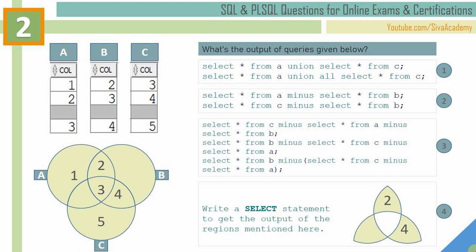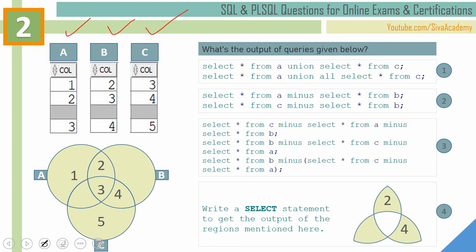Here is another set of questions based on the set operators. So we have three tables: A, B and C. Table A contains 1, 2, null and 3. Table B contains 2, 3, null and 4. Table C contains 3, 4, null and 5. I expect you to give the answer for the queries given here.